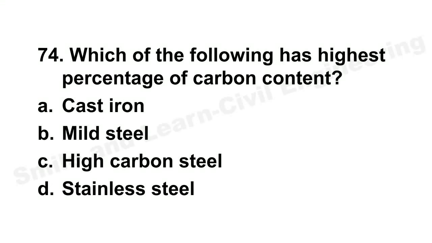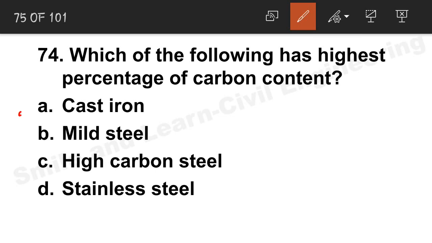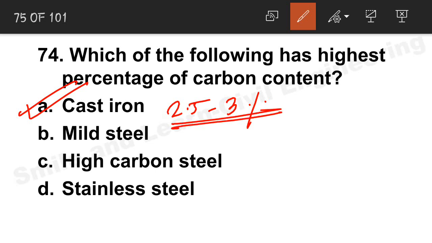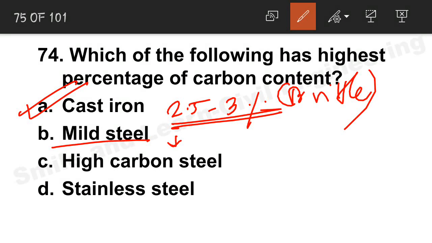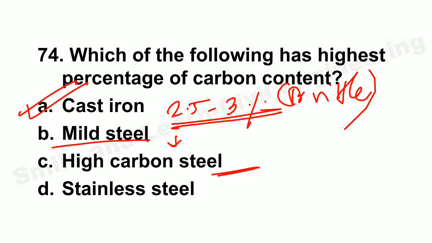Which of the following has the highest percentage of carbon content? So you see carbon content, we all know cast iron, because it is almost 2.5 to 3% carbon content, and for this reason it is very hard and it is very brittle also. Brittleness increases with carbon content. Mild steel is having low. High carbon steel 0.15 to 1.5, and stainless steel is an alloy. So there is no question of whether it is having a high carbon content or not.